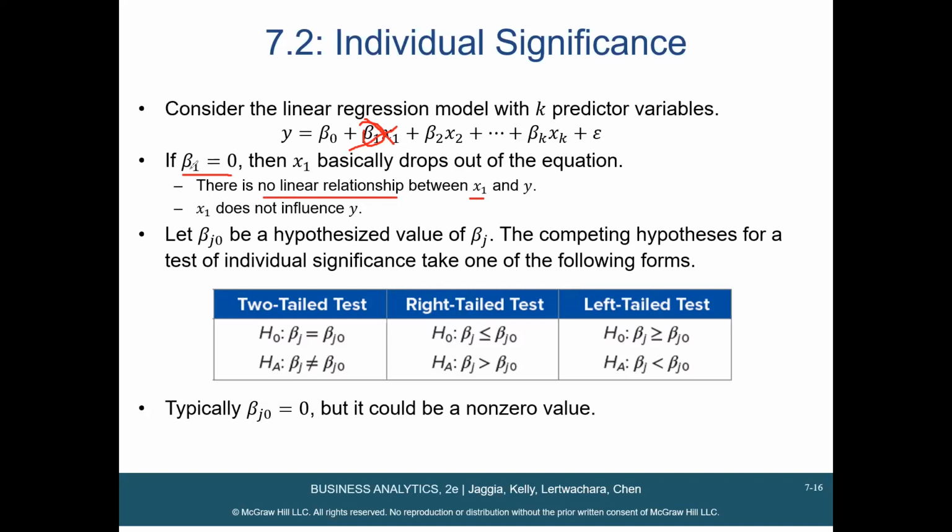All right. So given that, let's generalize this away from the specific beta 1. Let's just say beta j0 is some value, usually 0. It's like, what do we think that coefficient is equal to, what's the slope, the influence of x on y. And the competing hypotheses form together a test of individual significance.